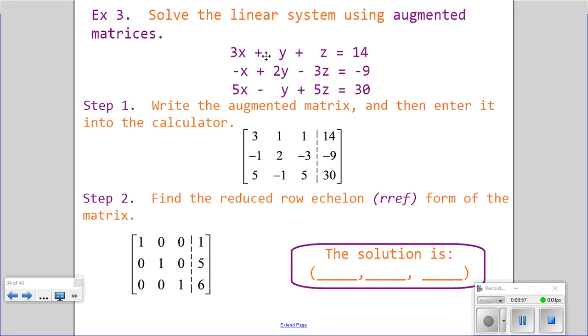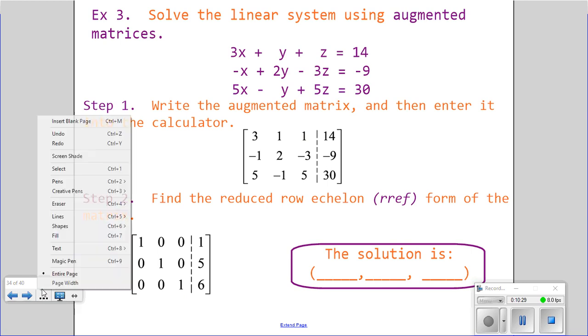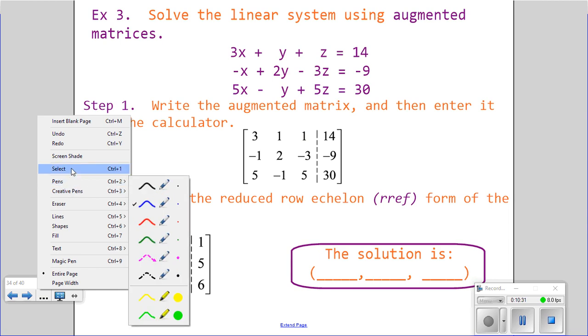The first equation, 3x plus y plus z equals 14. The second, negative x plus 2y minus 3z equals negative 9. 5x minus y plus 5z equals 30. So the augmented matrix for this is shown below. 3, 1, 1, 14, negative 1, 2, negative 3, negative 9, 5, negative 1, 5, 30. And now put that into the calculator to get the RREF form of this matrix.